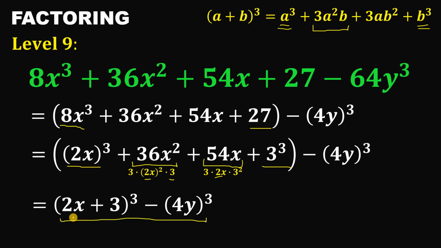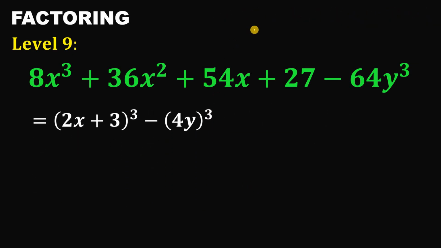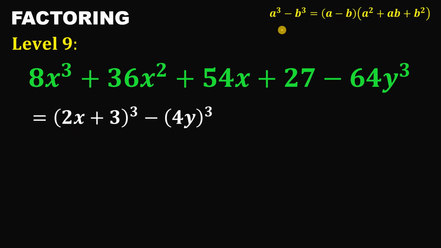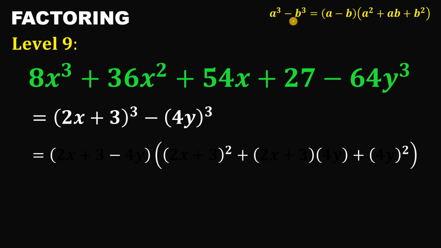Now, at this point, we have here a cube minus another cube. So this is the difference of 2 cubes. And we know we can factor this out nicely using this identity. If we have a cubed minus b cubed, we have a minus b multiplied by a squared plus ab plus b squared. So we have the first term minus the second term. So we have 2x plus 3 minus 4y.